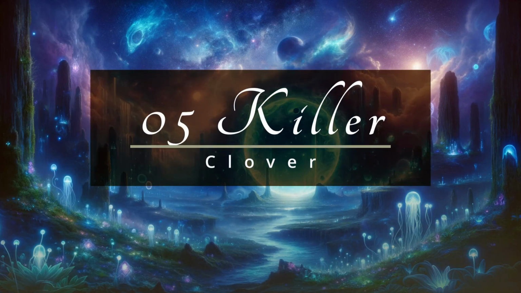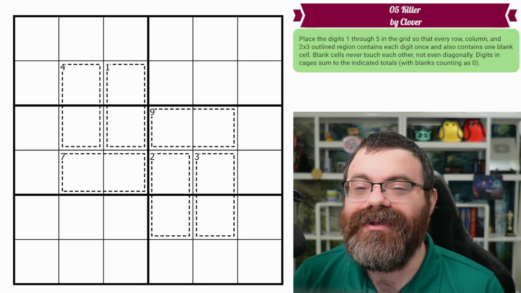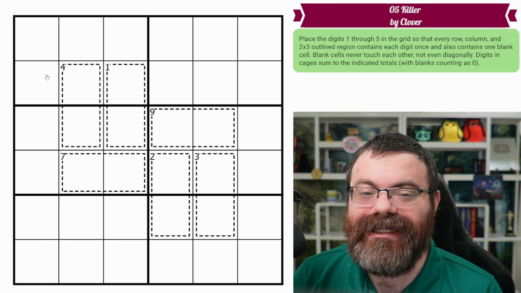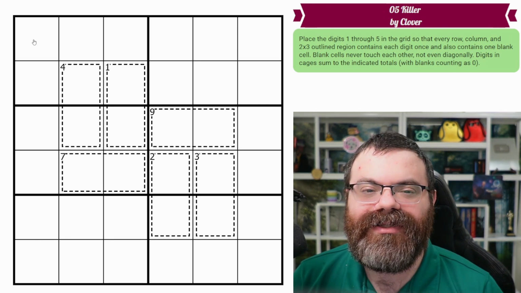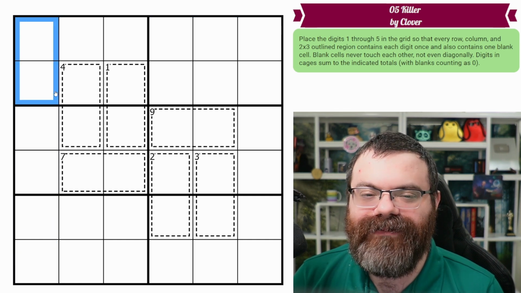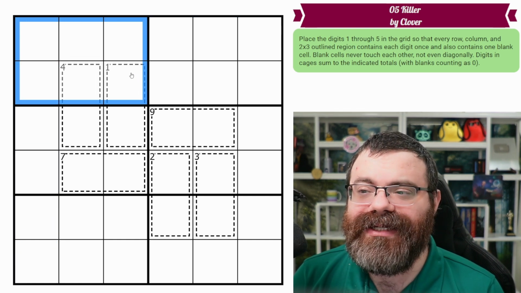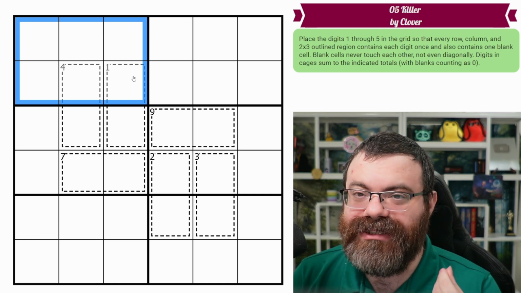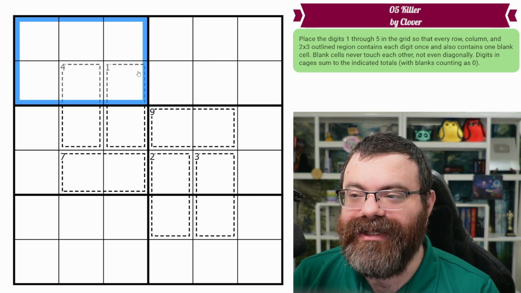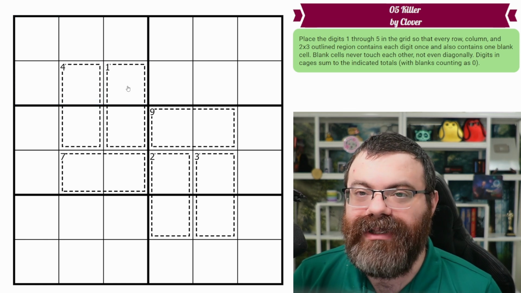Hello, let's continue our Sudoku adventure with 05 Killer by Clover. So it's almost normal Sudoku rules, except instead of 1 to 6, we're placing 1 to 5 and leaving one of the cells blank. So in every row, every column, and every 2 by 3 box, we're placing the digits 1 to 5 so that each one still only contains 1 to 5 exactly once, and then one of the cells will end up blank.